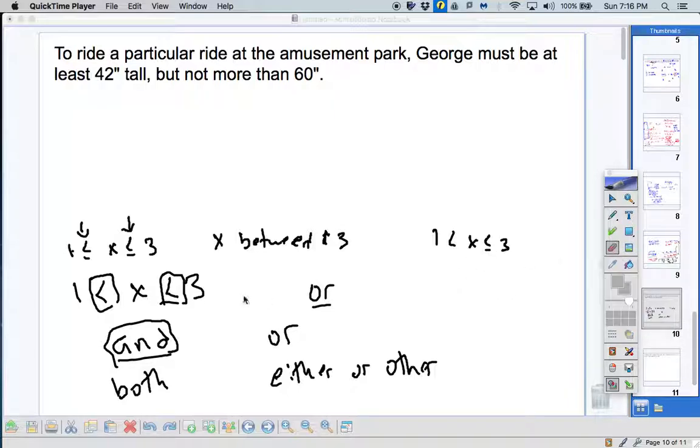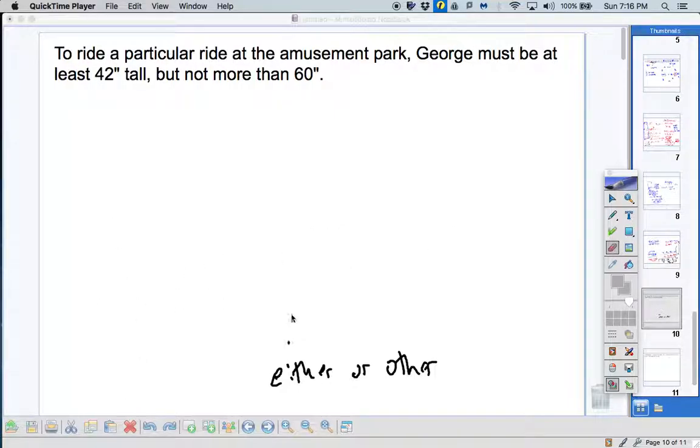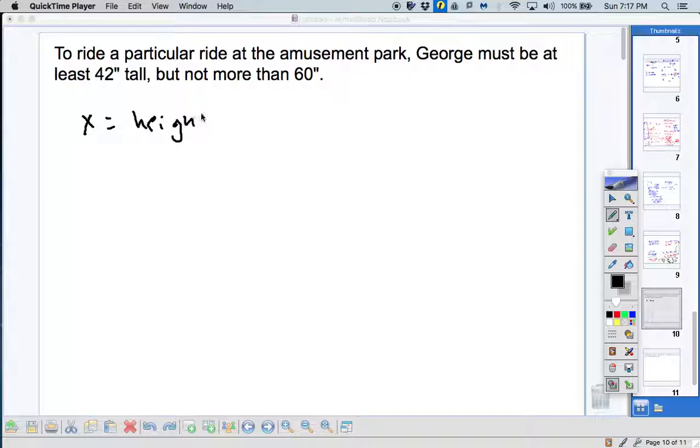All right, that being said, let's take a look at the inequality that we have up at the top and try to write a sentence. So the first thing is I have to identify my two inequalities. It says, to ride a particular ride at the amusement park, George must be at least 42 inches tall, but not more than 60. So I'm going to use the variable x, and this is going to represent his height. Okay? Don't forget to be identifying your variables.